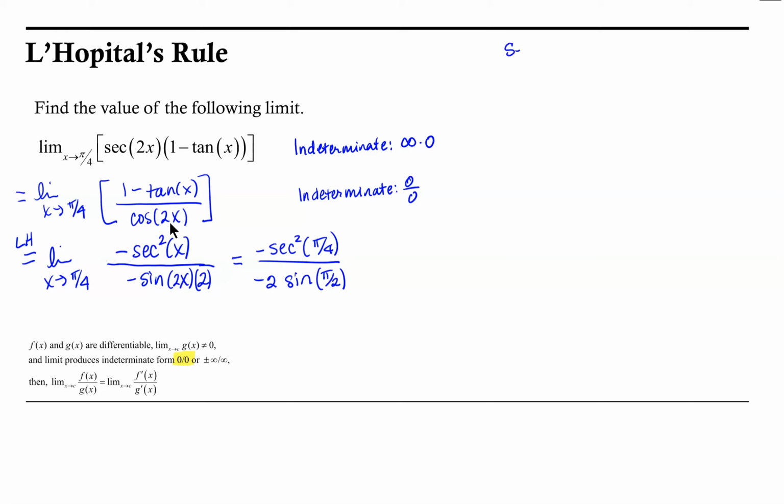Now, secant of pi over 4 is equal to the square root of 2. So we end up with negative square root of 2 squared divided by negative 2 times, and then the sine of pi over 2 is 1. So we have negative 2 over negative 2, which simplifies to 1. So the limit of our original function is 1.